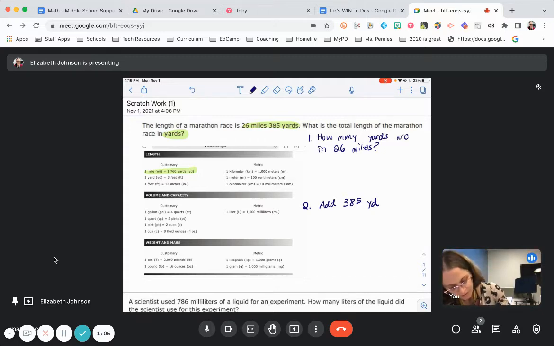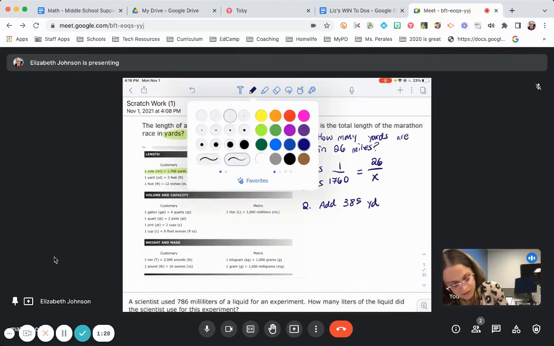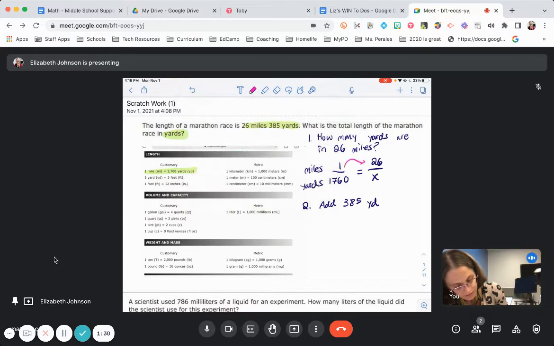I'm going to write down the information I have here. Miles, yards. 1 mile is 1,760 yards. I need to know how many yards are in 26 miles. The 26 is going to go on top because that's where my mile label is. Great. Okay, so now I just need to solve this proportion. I know 1 times 26 is 26. So to get my denominator, I need to multiply 1,760 by 26. So let's do that.